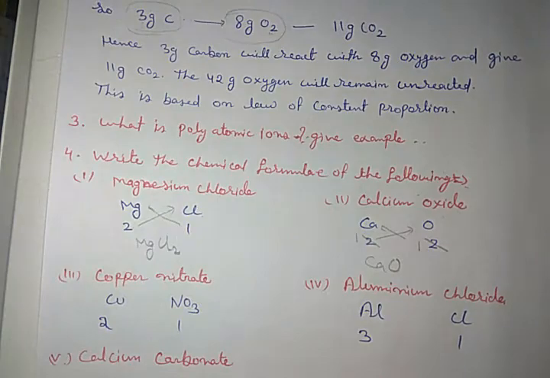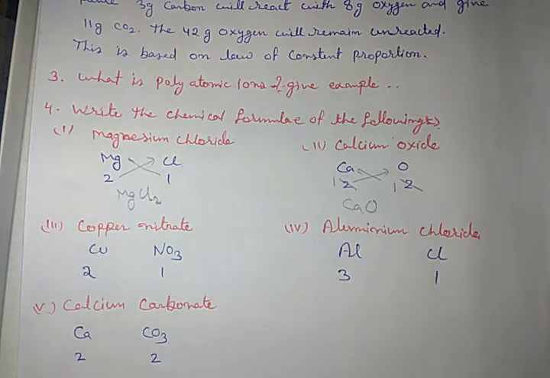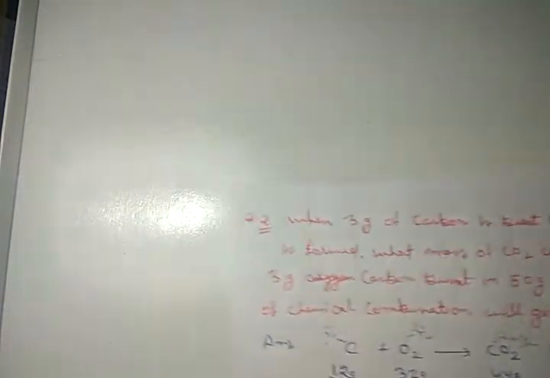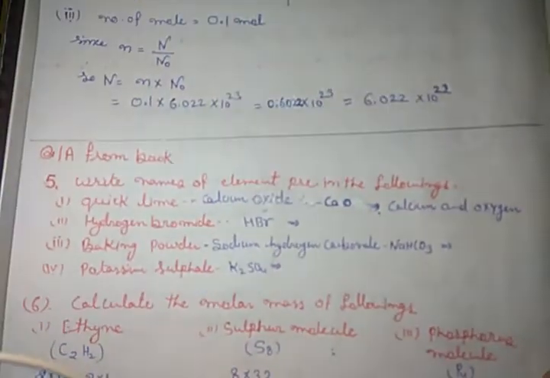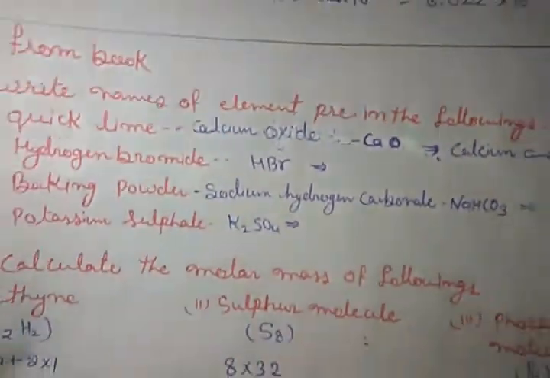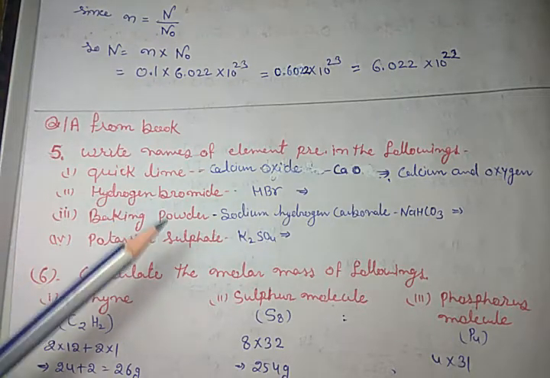Similar to that, I think the remaining 3 questions you can do with the similar concept which we used here. Okay, clear? Now let me move to our next question, the fifth question, that is, write the name of elements present in the followings. We have to tell the name of elements present in the followings.